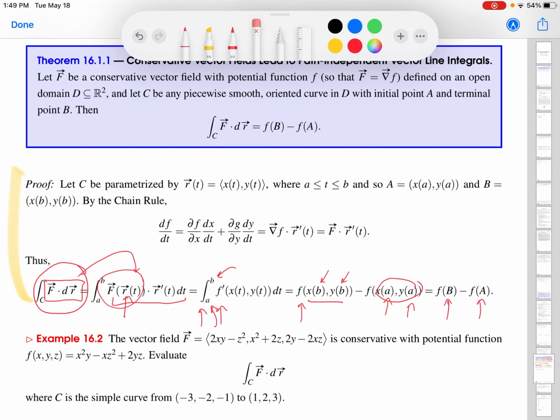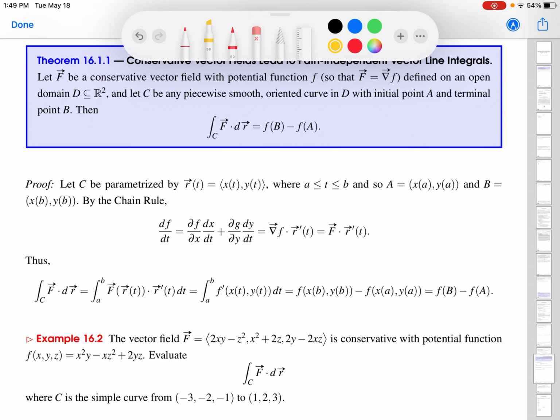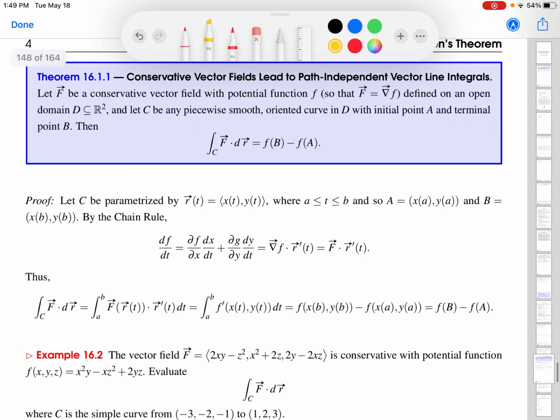Again, it uses a lot of the nice results that we've accumulated throughout the course, and also some stuff, of course, from Calculus 1. What is the meaning of this theorem? What does it signify? Why is it important? Well, notice that C here in the theorem is any piecewise smooth oriented curve with initial point A and terminal point B. So this is why it's called path-independent vector line integrals.